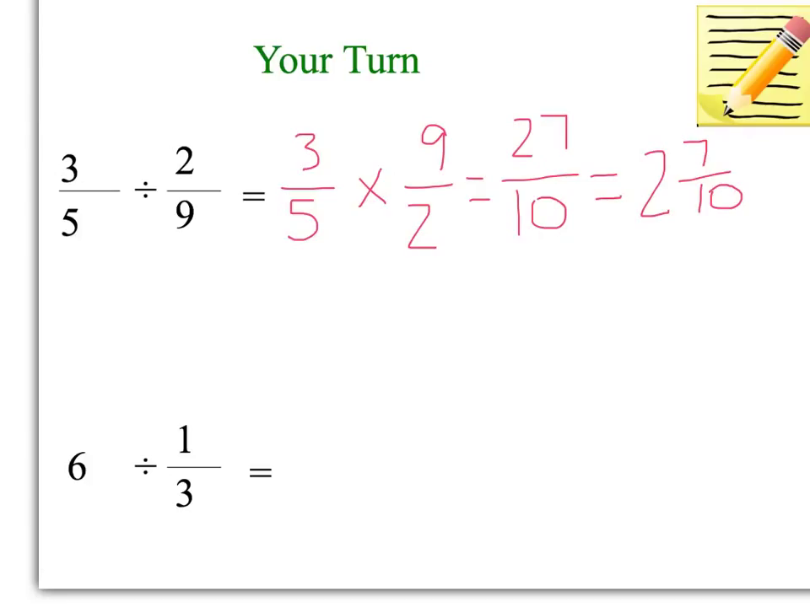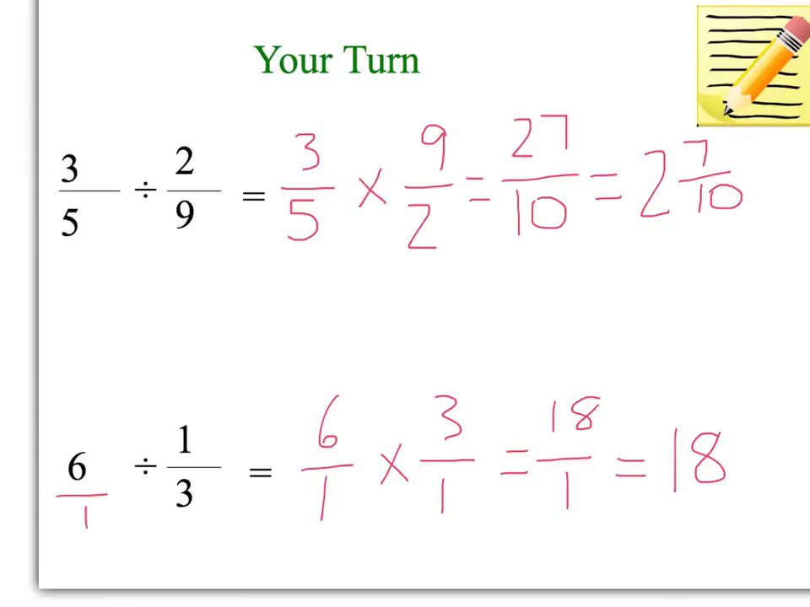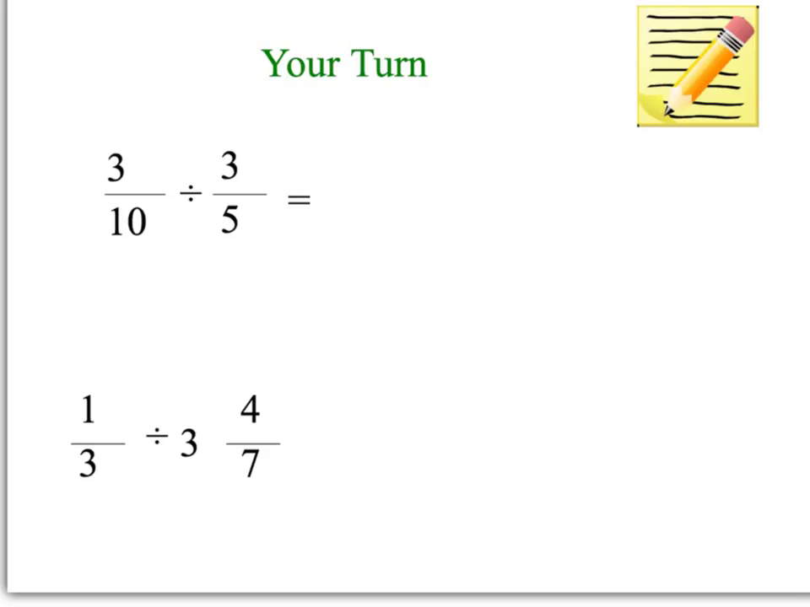Alright, the next one is a whole number. So remember, a whole number as a fraction is 6 over 1. So it's 6 over 1 times, and then we flip the second one. 3 6s are 18 over 1. Now that equals 18. So there are 18 1/3s in 6. Now, try these ones again, pause the video and have a go at these ones.